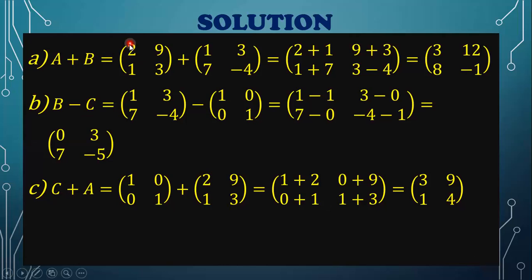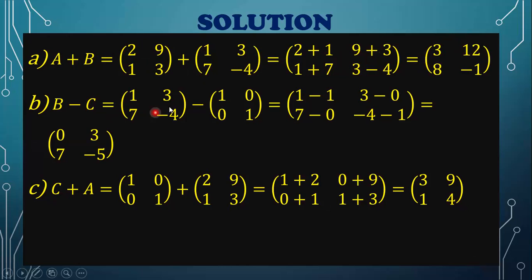So for A plus B, we add corresponding elements. Like we have a 2 here, it occupies the same position as a 1, so that's why we add 2 plus 1. Then the 9 and the 3 occupy the same positions in the different matrices, so we add them. So the 1 with the 7, then 3 with the 4, to give us this and this, and the answer is this.